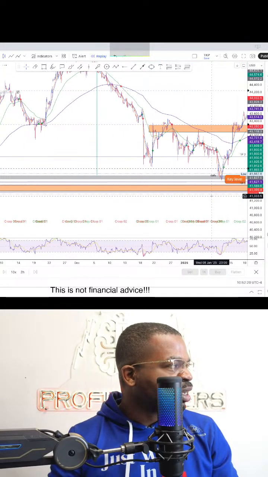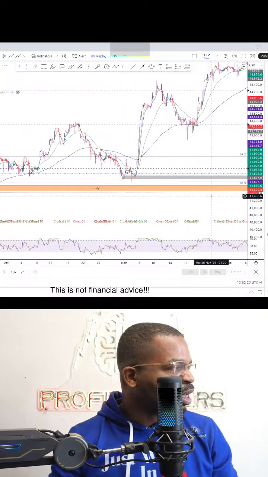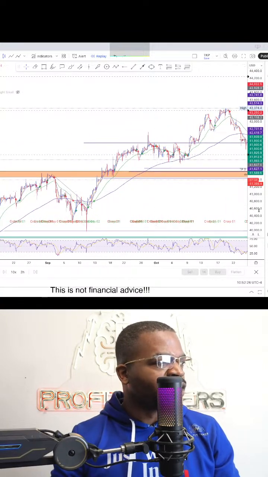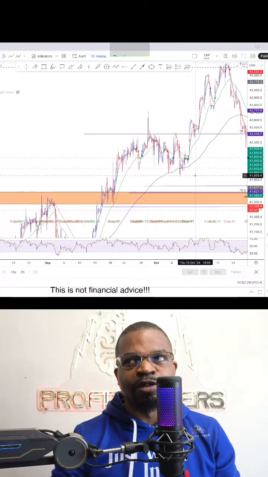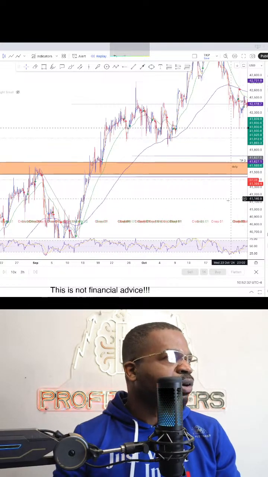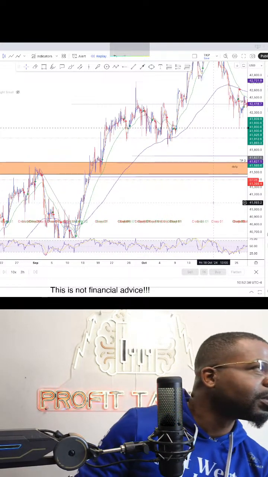Now we're at it. I was looking for this level to be hit because all the way back in the past, this is what I use to identify my key levels. I use the past. It's always right in front of you. I went back on these time frames.